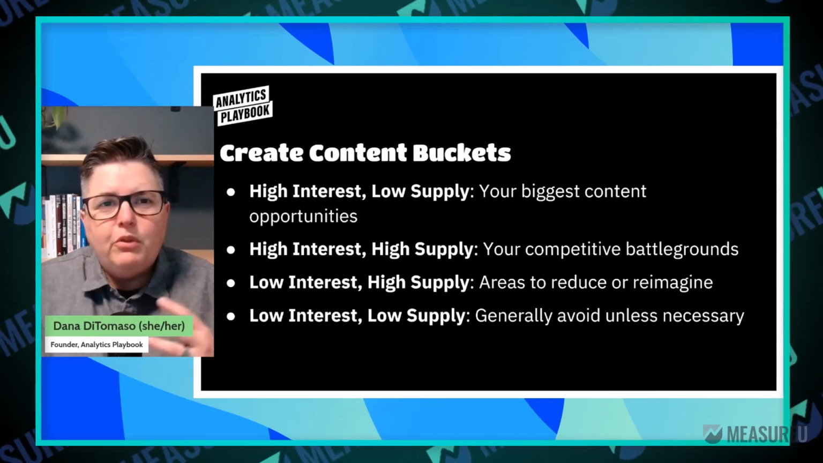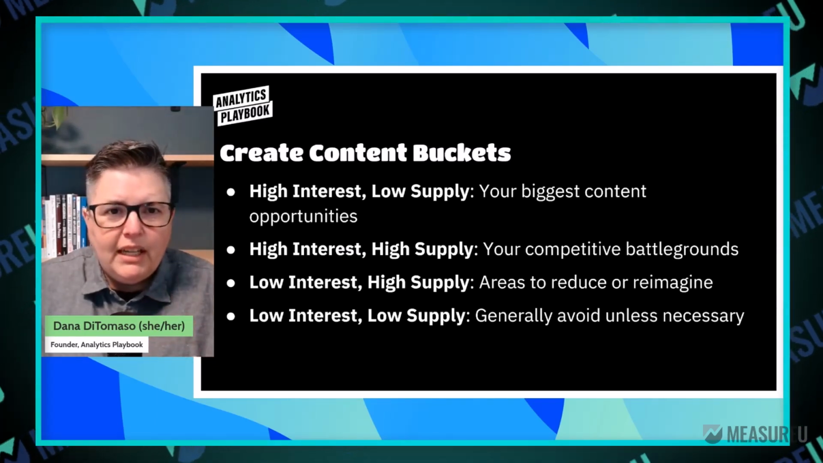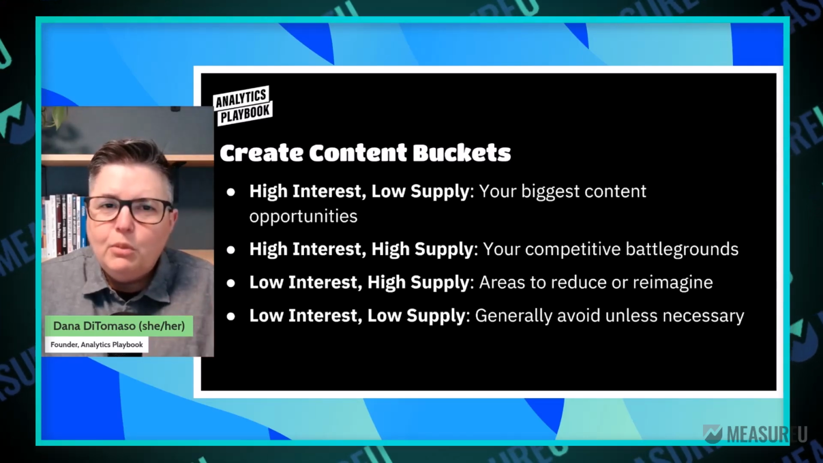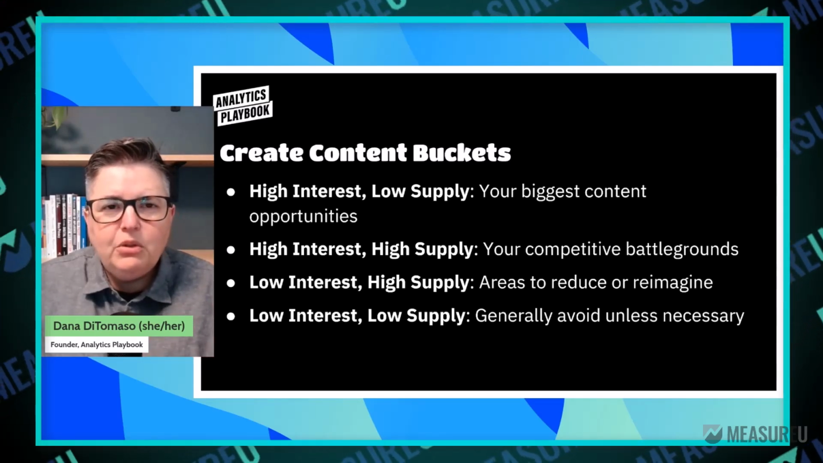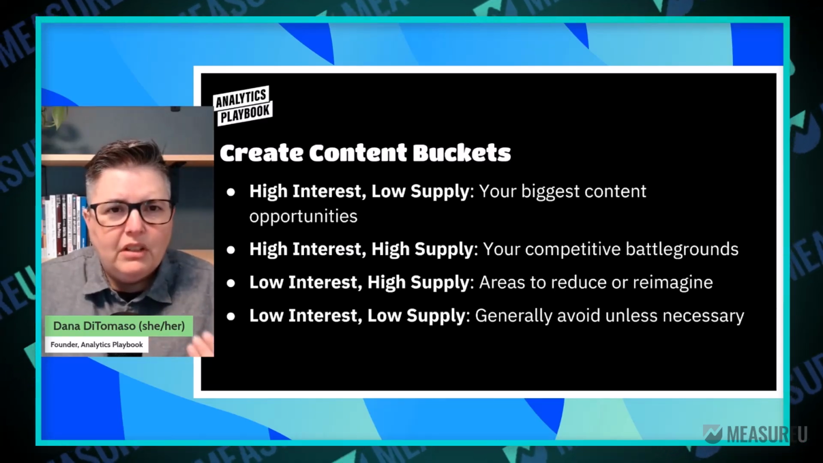We're going to create 4 different buckets for your content. If you have a few standout pieces with great engagement, but not a lot else in the topic by you or other competitors, that's your most important area to start. High interest and low supply. Then you're going to work through the other buckets, sorting your content as you go.